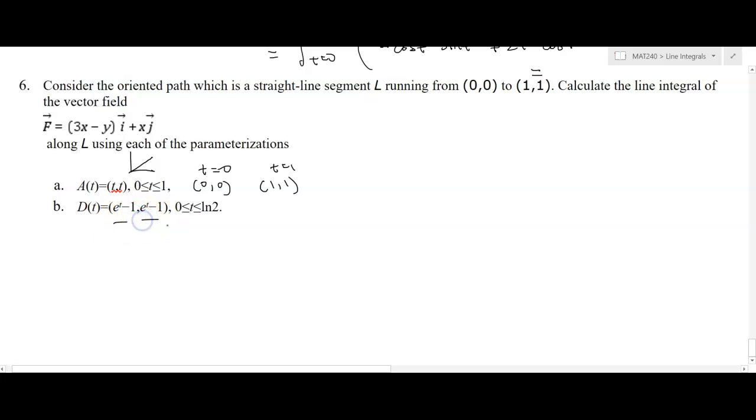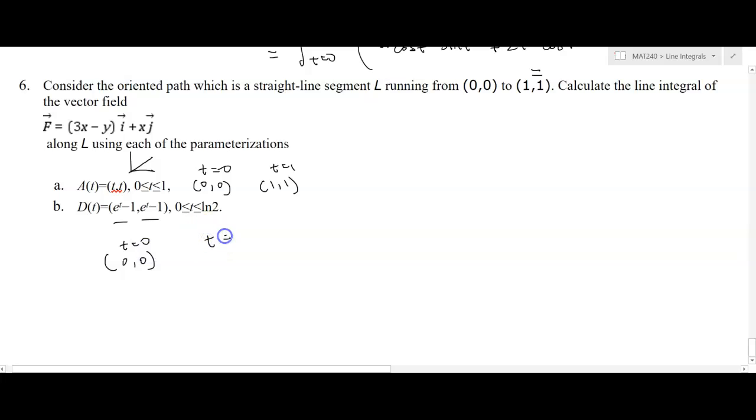Look at the second parameterization. Here we're using exponential functions, yet when we plug in 0 for time, e to the t minus 1 is e to the 0, which is 1. 1 minus 1 is 0. Same thing for the second component.